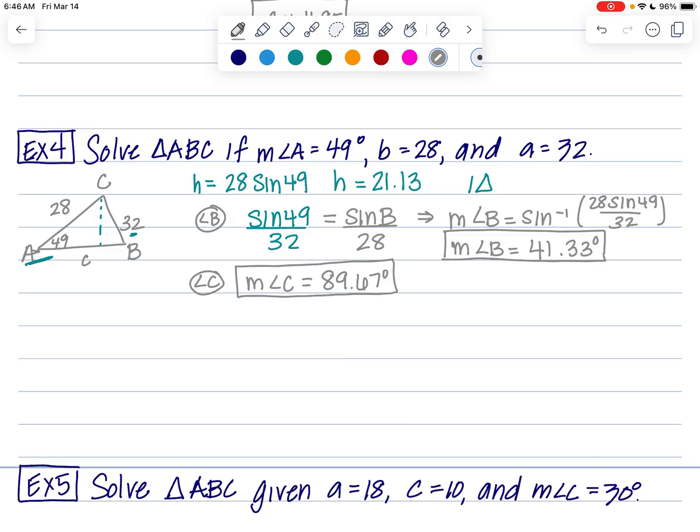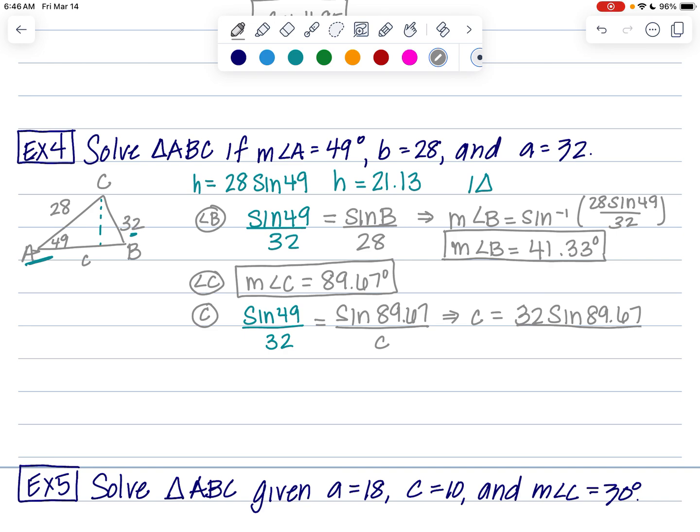Okay, and then I have to find side C. I'm going to use sine of 49 over 32, and set that equal to the sine of angle C, 89.67, divided by side C. I'm going to cross multiply and solve, and I get C is equal to the ratio of 32 times the sine of 89.67, divided by the sine of 49. And I get C is about 42.40. Okay, so we solved our triangle. We have all 3 angles and all 3 sides.